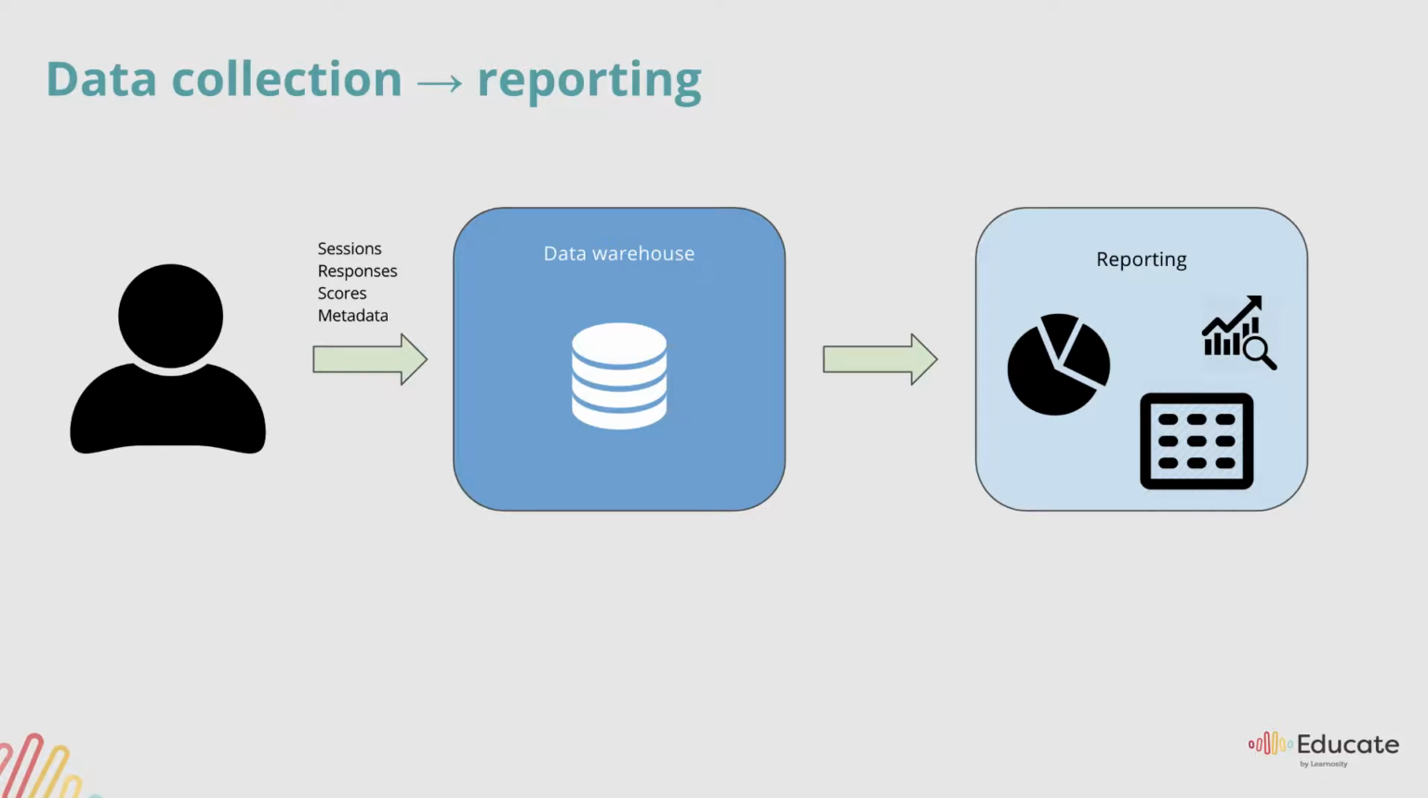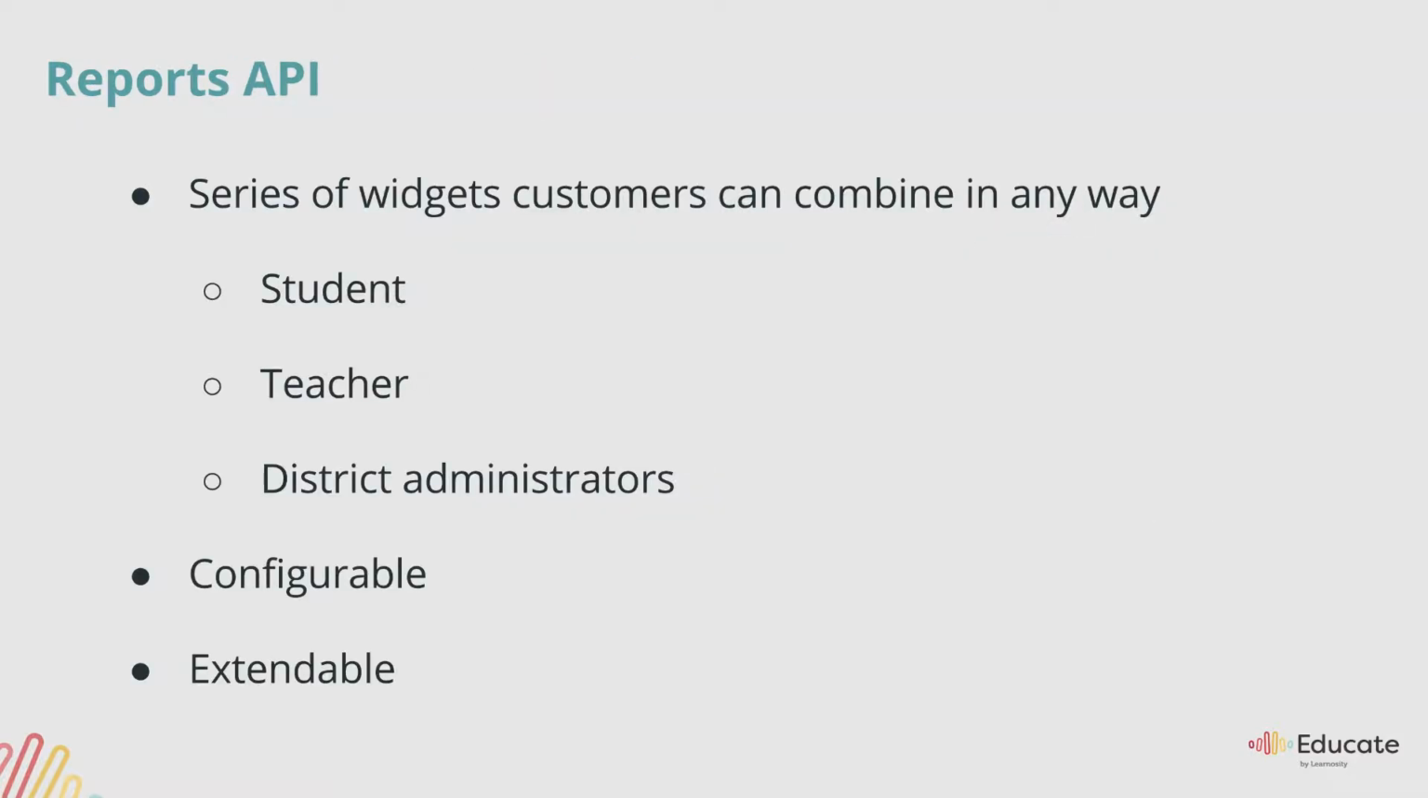So after we've collected all this data and put it into a data warehouse, we put some reporting tools on front of it. And this is what you guys can leverage. Now, there are 2 main APIs we're looking at for reporting. The first one is the Reports API. The key thing to remember here is that the Reports API is just a series of widgets, little user interface components that you can put anywhere you want to create strong visualizations for your users. Could be a student, a teacher, a district administrator, anybody.